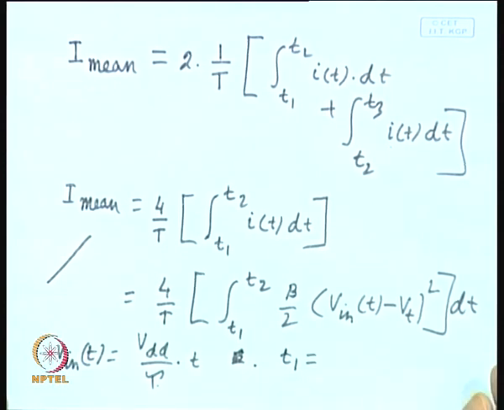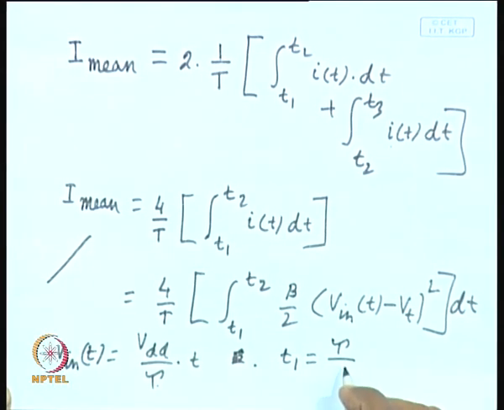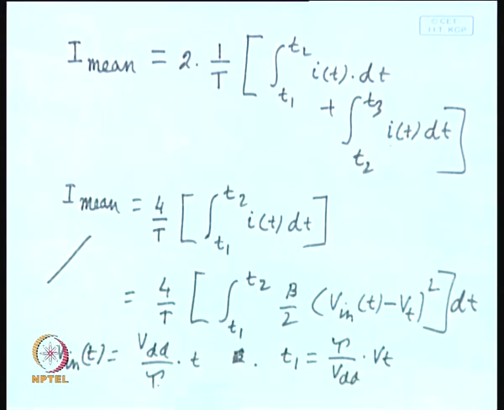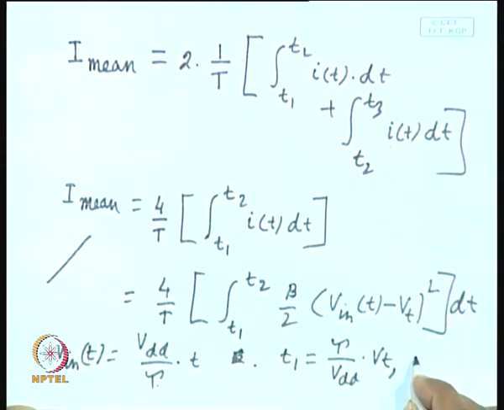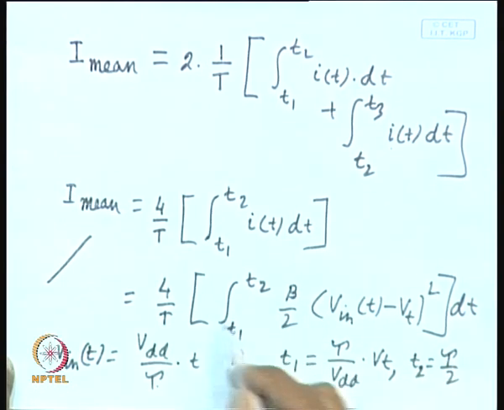So, here what will be the value of T1? If we substitute T1, then it will be equal to tau by VDD into Vt. As we know, when the input is equal to Vt, then the time is T1. So, it is tau by VDD into Vt. Similarly, for T2 the input will be equal to VDD by 2. So, T2 will be equal to tau by 2, because VDD will cancel. So, this we can substitute in this expression.